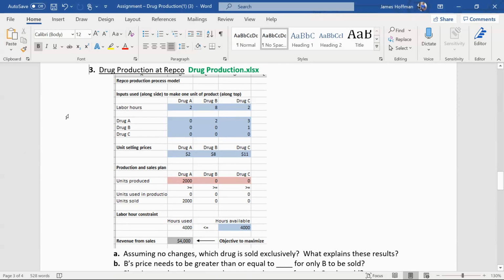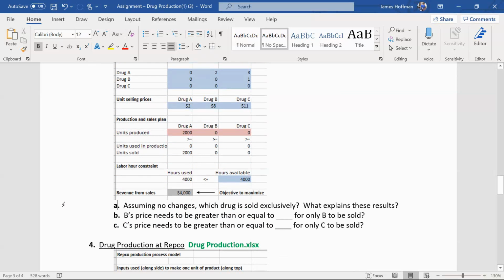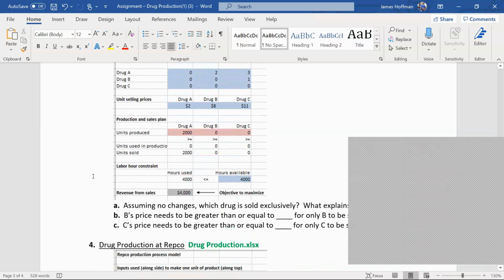Okay. So number 3. Same thing, different numbers. There's more numbers to add up. So part A: assuming no changes, which drug is sold? If you look at the screen cap, you'll see this time unit sold 0 drug C, 0 drug B. This time drug A is the one that's being sold. So drug A is the answer for part A.